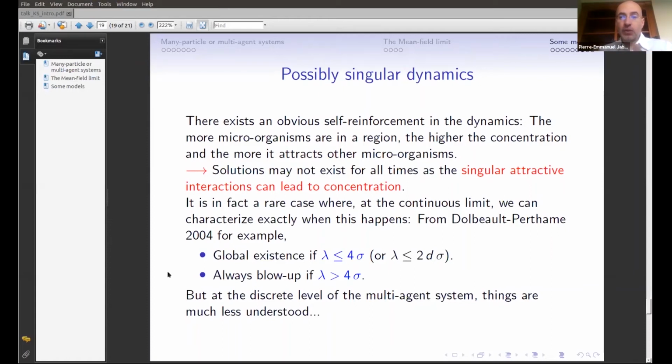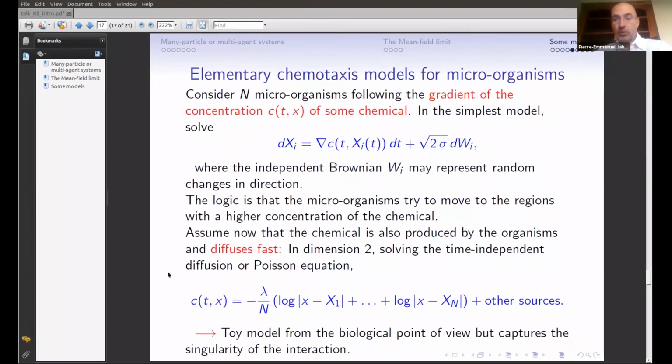At the level of the multi-agent system, this raises so many questions. Starting with, do we even have existence? Does this coupled system of SDEs even make sense? And that's hard because now you have singular attractive interactions between microorganisms. So if they start getting close, you might have problems. And the other issue is, if you're thinking diffusion helps, well, at the level of a multi-agent system, it probably does not, or not so much.